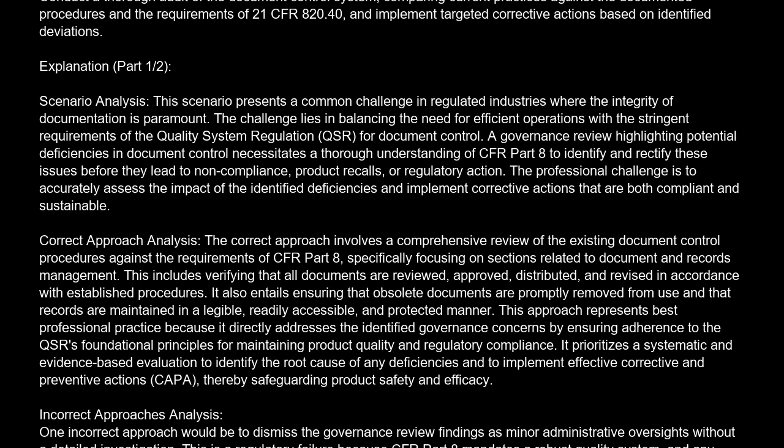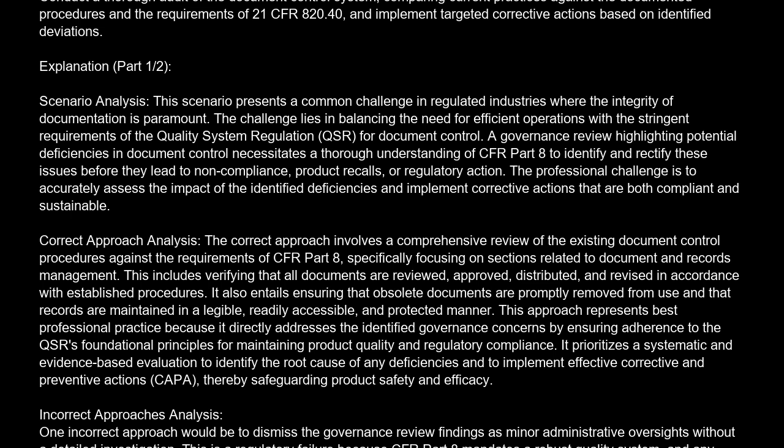Explanation. Scenario analysis. This scenario presents a common challenge in regulated industries where the integrity of documentation is paramount. The challenge lies in balancing the need for efficient operations with the stringent requirements of the Quality System Regulation, QSR, for document control. A governance review highlighting potential deficiencies in document control necessitates a thorough understanding of CFR Part 8 to identify and rectify these issues before they lead to noncompliance, product recalls, or regulatory action.